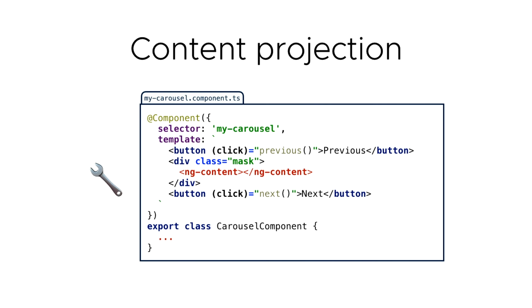So we can make this more flexible in one change. Instead of just receiving the list of images, we use content projection. Okay? So content projection, I just put my ng-content inside of the mask, and anything you put inside of the carousel component will go inside of the mask.